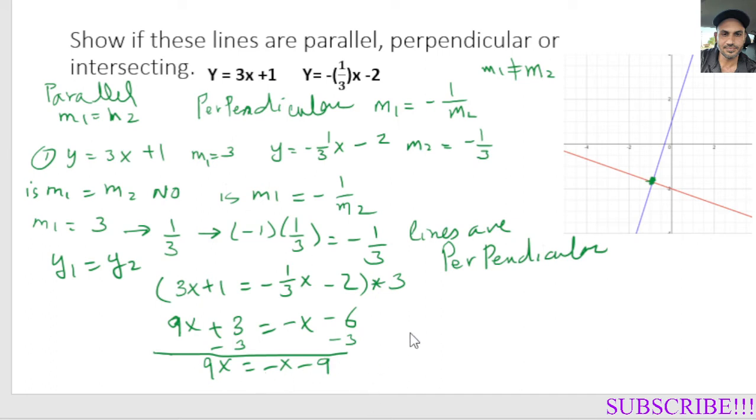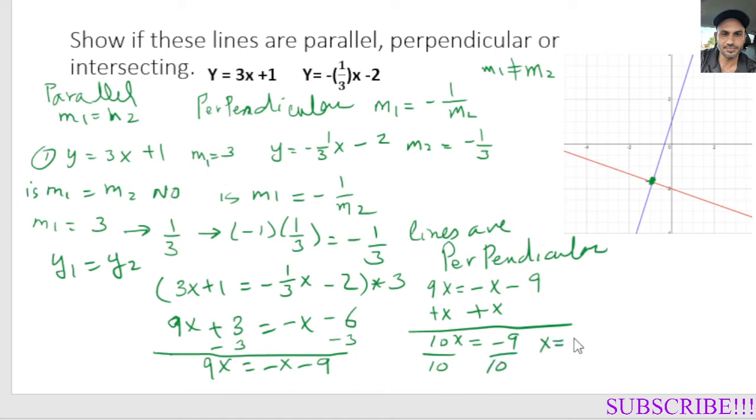And then we have 9x equals negative x minus 9. We add x on both sides of this equal sign. So we have 10x equals negative 9, and then divide by 10. We get x equals negative 9 over 10.